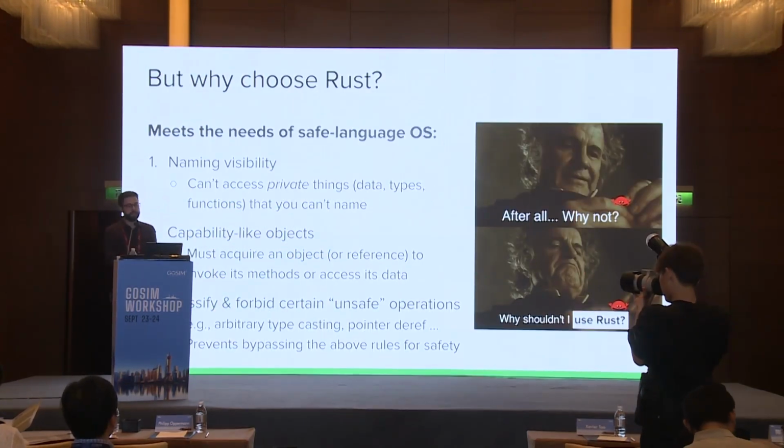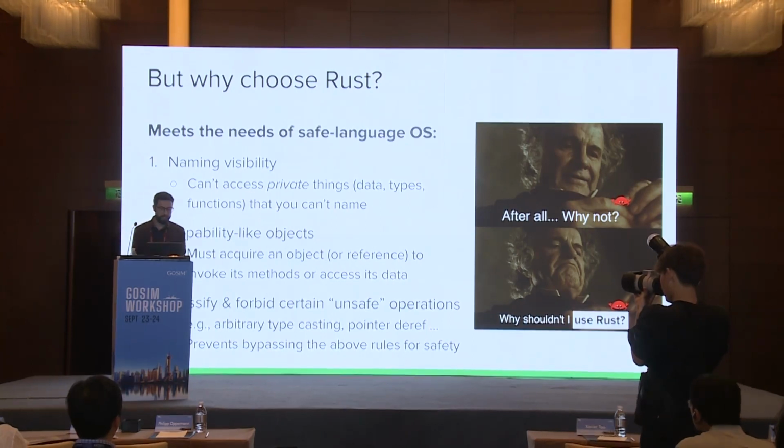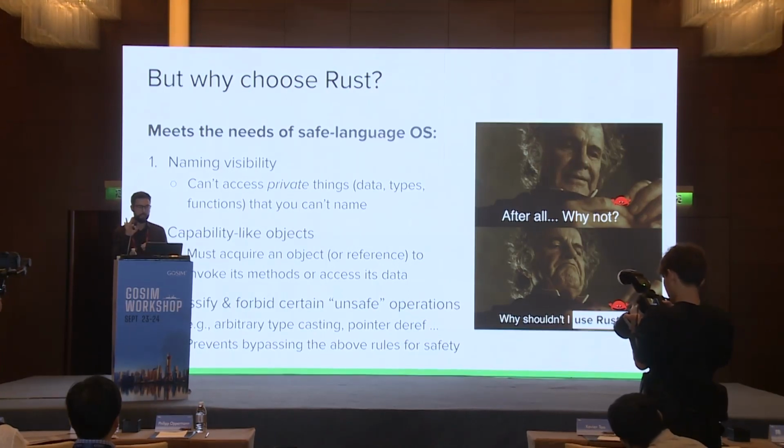So why choose Rust, right? For me, personally, I was just interested in it. I first learned about it in 2017 at the Embedded Linux conference in Portland. And I was immediately enamored with Rust, very interested in it. But more importantly, for this particular case, it meets the needs of a safe language OS. And I've broken these into 3 categories.